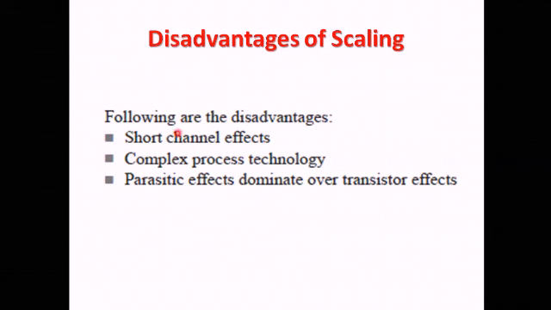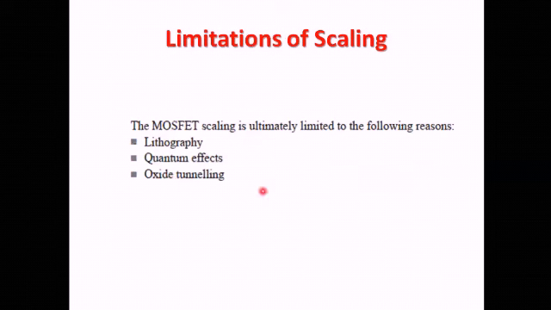Next, we are moving to the disadvantages. First are the short channel effects, complex process technology, and parasitic effects that dominate over the transistor effects. Next are the limitations of MOSFET scaling. The limitations are lithography, quantum effects, and oxide tunneling. So this was in short the different scalings, why we require scaling, and what the limitations of scaling are.